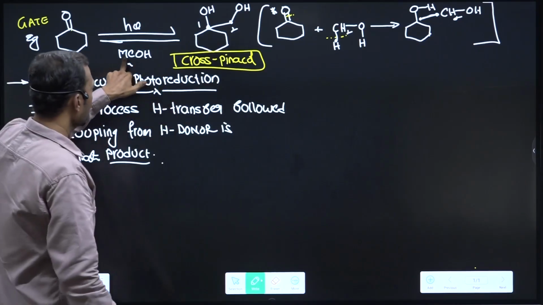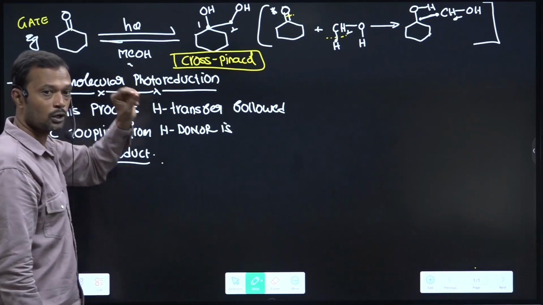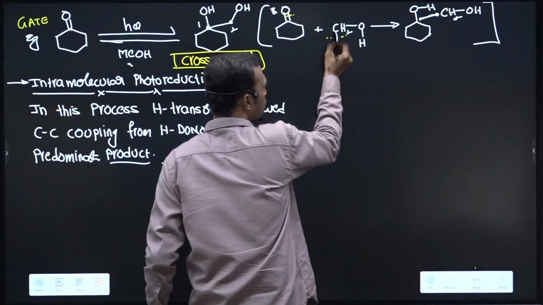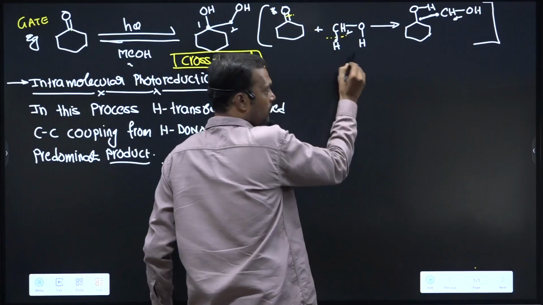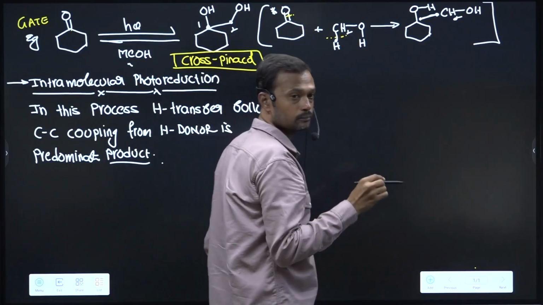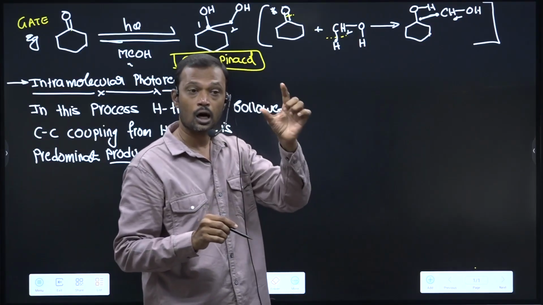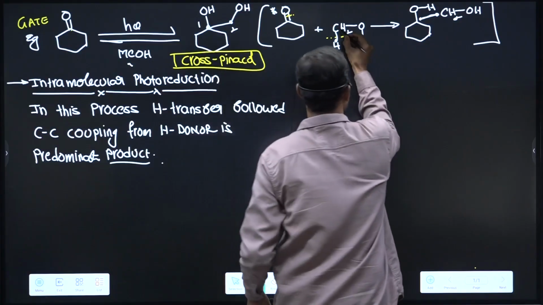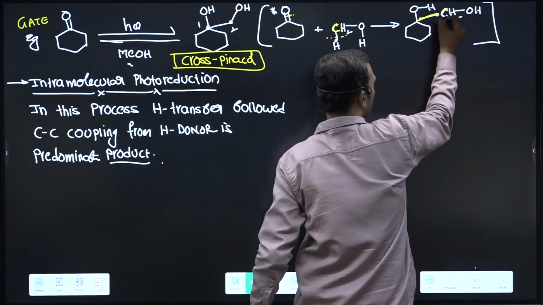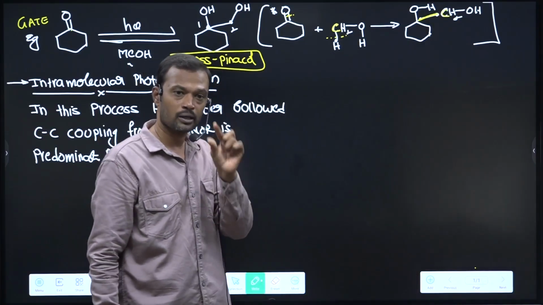See this. Is methanol giving hydrogen transfer? Is it methanol giving hydrogen or not? See, methanol, CH3OH, is it giving hydrogen from carbon or oxygen? Carbon. Carbon is giving hydrogen. That's why it is a hydrogen donor. Hydrogen transfer followed by carbon-carbon coupling. See, it is giving hydrogen. It is also coupling with this carbon. See, hydrogen transfer followed by CC coupling.